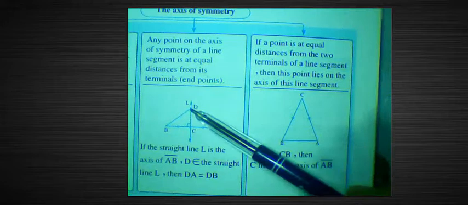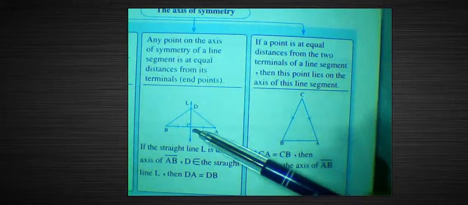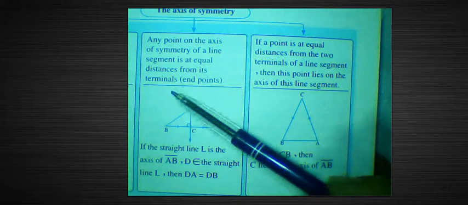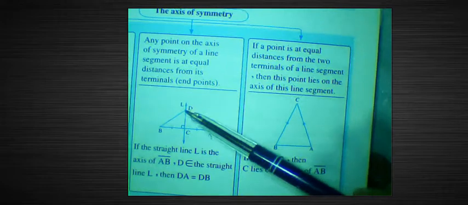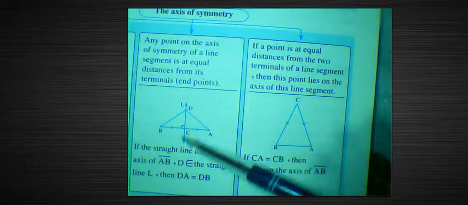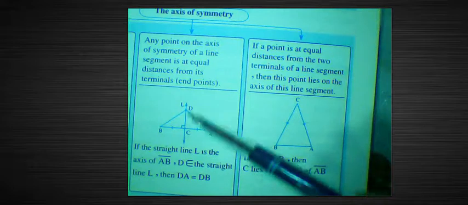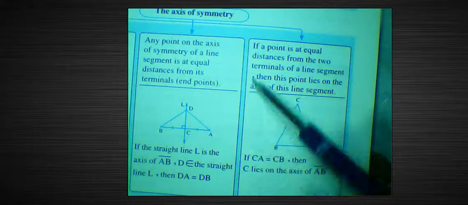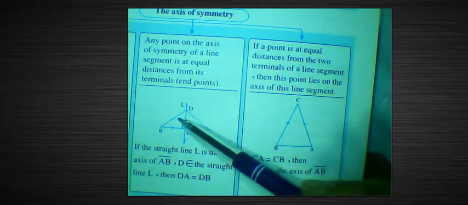Any point on the axis of symmetry of a line segment is at equal distance from its terminal endpoints. يعني أي point بيكون على الستريت لاين هنا يا ولاد، اللي هو اللاين سيجمنت اللي عندي، أو على الستريت لاين اللي احنا شايفينه، اللي هو الاكسس سيمتري اللي عندي، بتكون دايما at equal distance from its terminals.